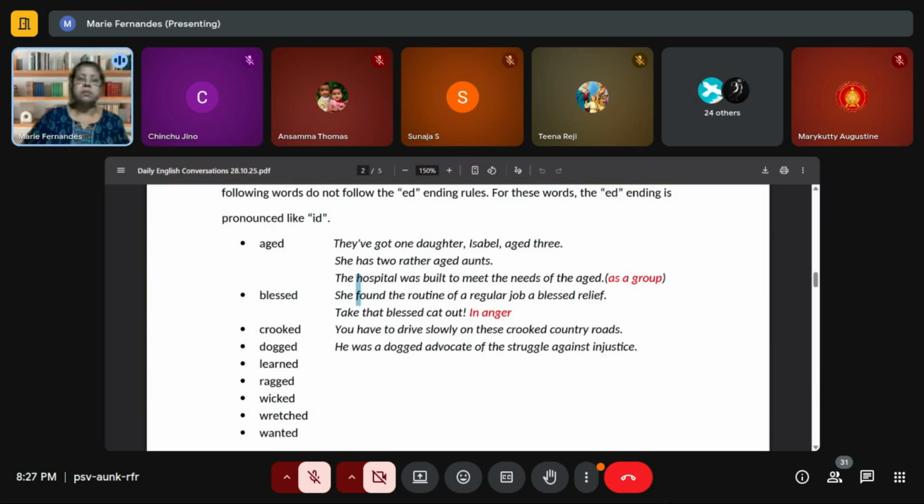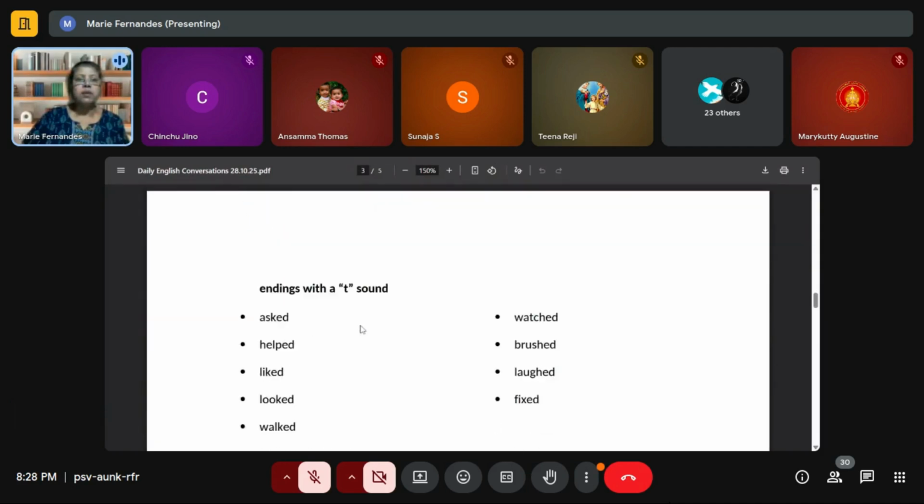How are regular verbs formed? The past, it is age, add only the d. Bless, add ed. Crook, add ed. Dog, here you have to add a double g, ged. Learn, add ed. Ragged again, just like this. Wicked, wick, id. Wretch, and id. Want and id. Wanted. So these words end in id. Pronunciation I'm talking about.